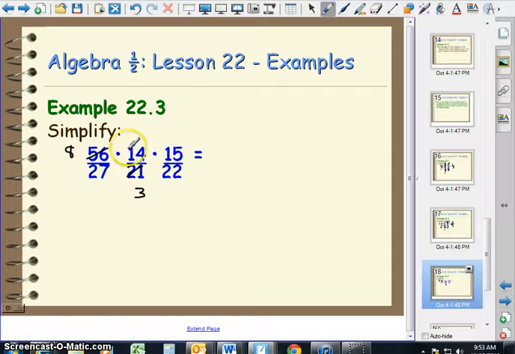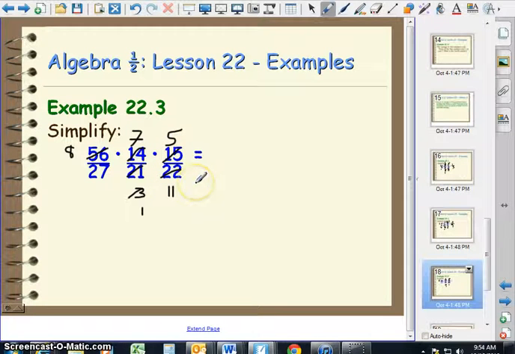What about 14 and 22? Hey, they're both even, so we could pull 2's. That's going to become 7, and this is going to become 11. Let's check here. Will 3 and 15 reduce? Yes. That's going to become 1. That's going to become 5.